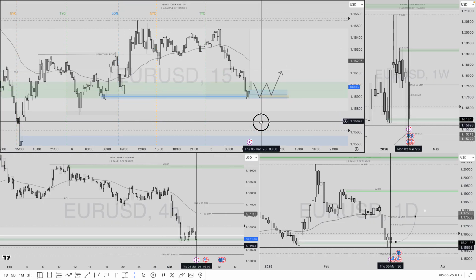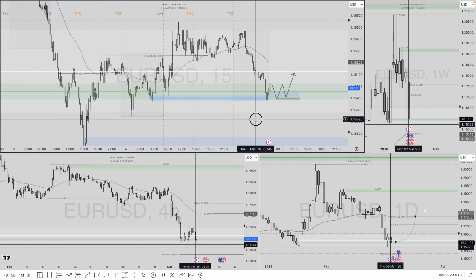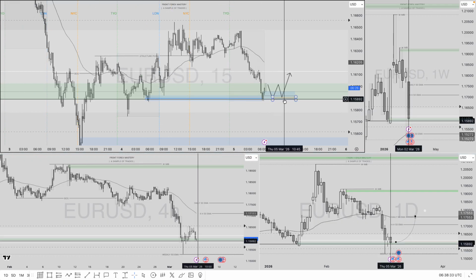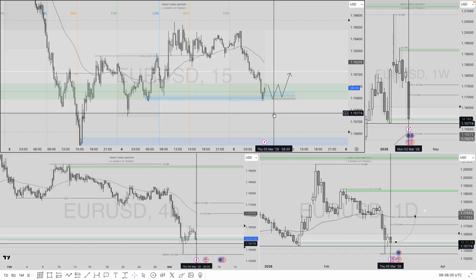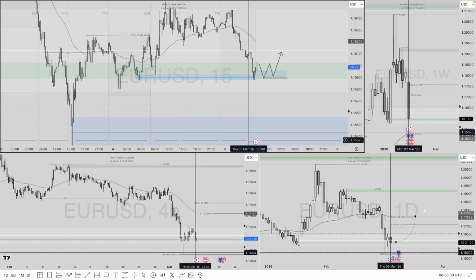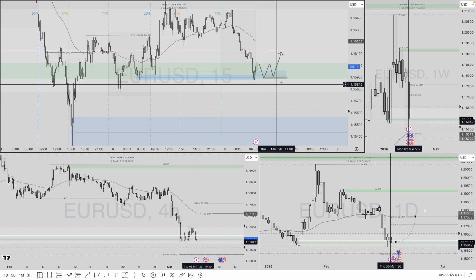So I am happy to take a position from here, but I do need to see rather what this 15-minute candle is going to do. It must give me a foundation. I cannot take this trade immediately knowing that I have a better option, a better position to wait and take to the downside. But nevertheless, it is looking good for now.